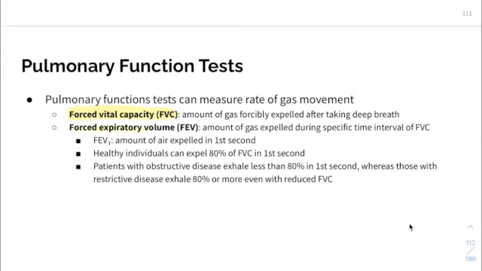That forced expiratory volume just kind of measures how much gas is breathed out at any given time, like how much is breathed out in 1 second. A healthy individual can actually breathe out 80% of their forced vital capacity in that first second.